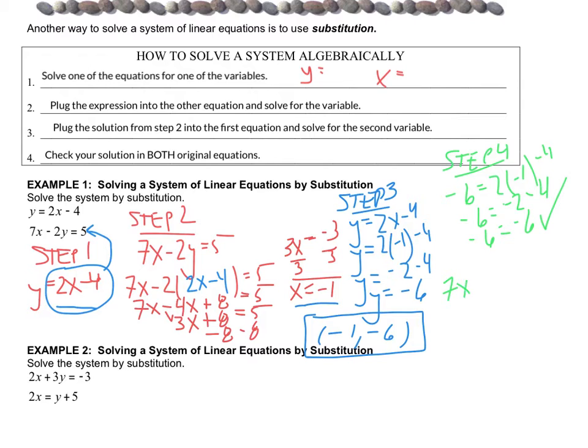So 7x minus 2y equals 5. Plug in the x, -1, the y, which was a -6, and see if the equation works. So -7 plus 12, does that equal 5? 5 does equal 5. It checks. If they both check, now I know -1, -6 is the answer.